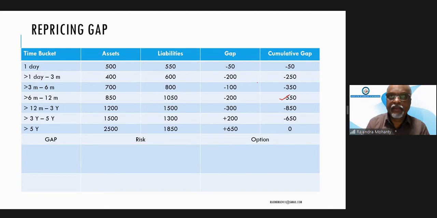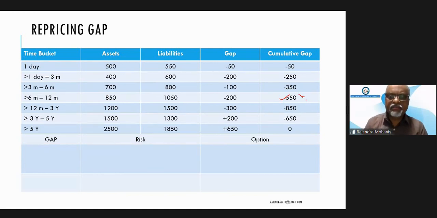Decrease. NII is reduced. By what? Suppose a 1% change is there. How much will it be? If the short-term interest rate is increased by 1%, then NII is going to fall by how much? 550, so 5.5 crore. Suppose these are in crore, so you multiply this by 1%. So 5.5 crore will be the impact.